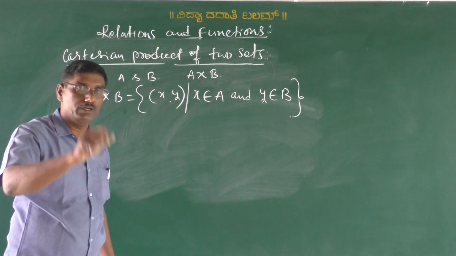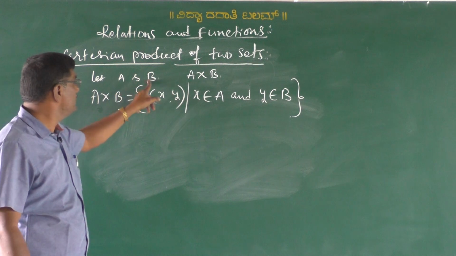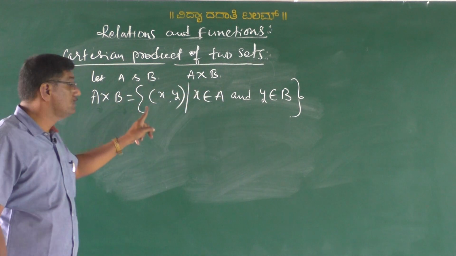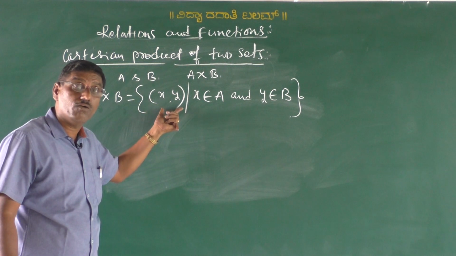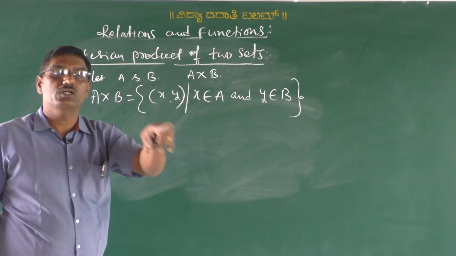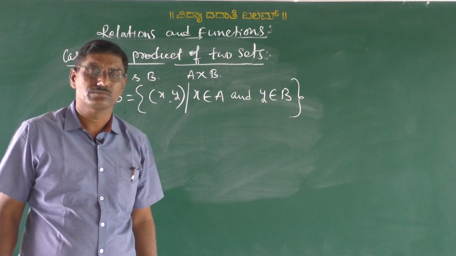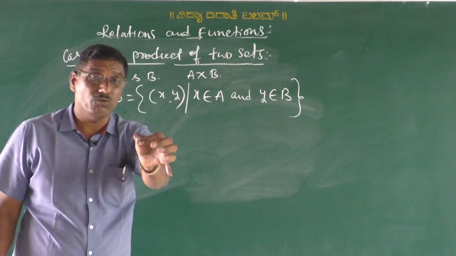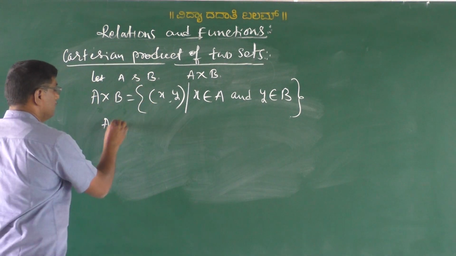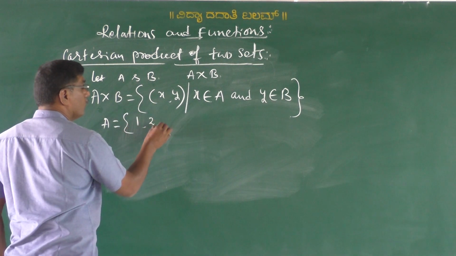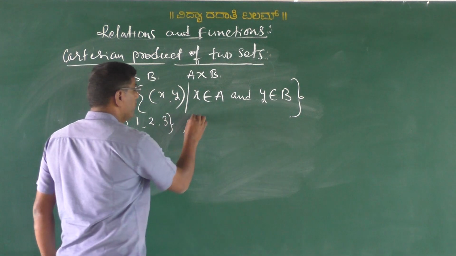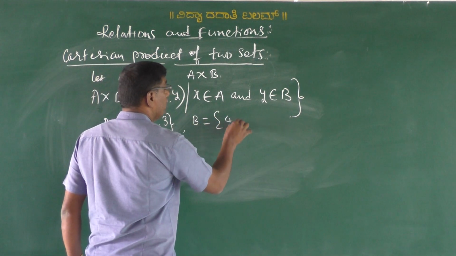I am going to repeat. The Cartesian product of two sets A and B is denoted as A cross B and defined as the set of all ordered pairs x comma y such that x belongs to A and y belongs to B. Now we are going to consider an example. Consider a set A equal to 1 comma 2 comma 3 and B equal to the set 4 comma 5.